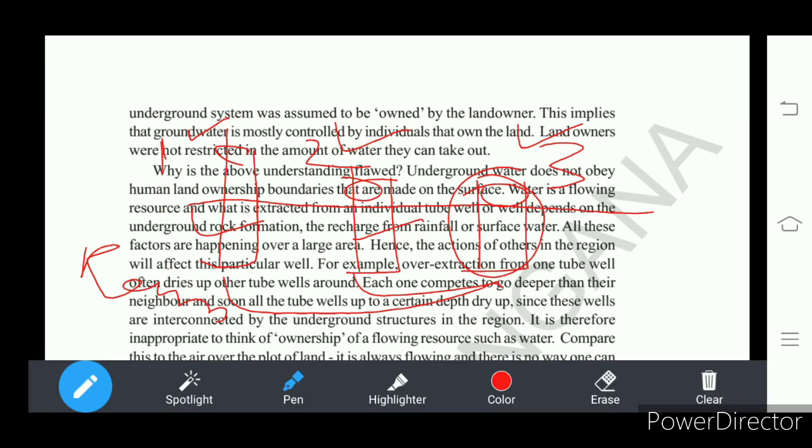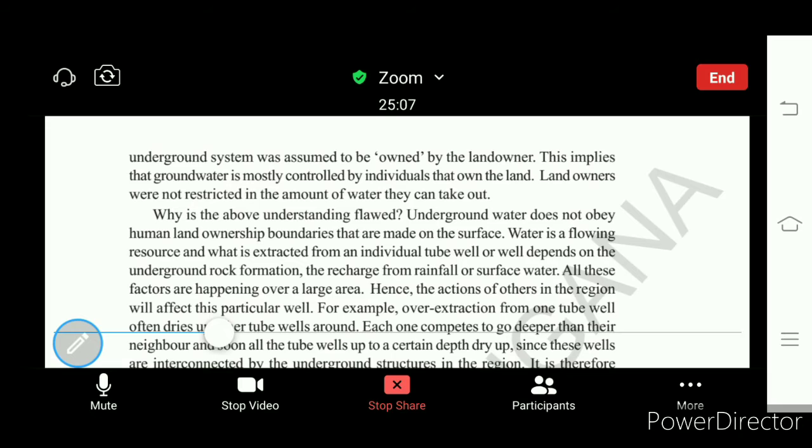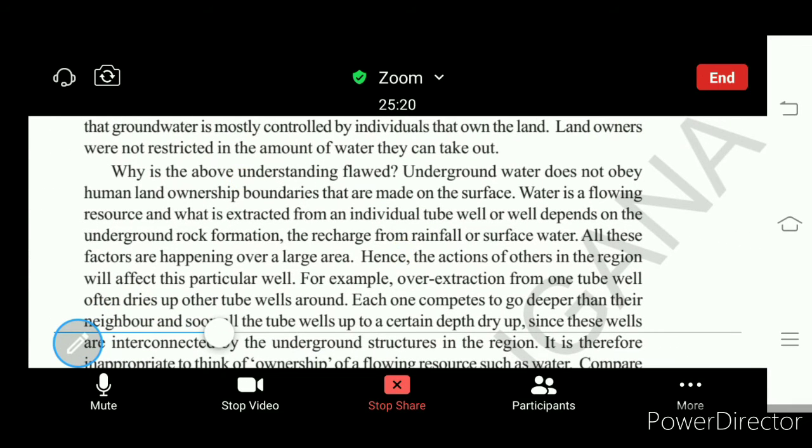In this way we see that the link between ownership right on the land and also giving ownership right on underground water is inappropriate and incorrect. Understand, right? So that is how the flaw is seen here. Let's try to understand how that law is not correct, that is flawed. Understand, the law is flawed in the sense that it is incorrect. Understand how it is incorrect.